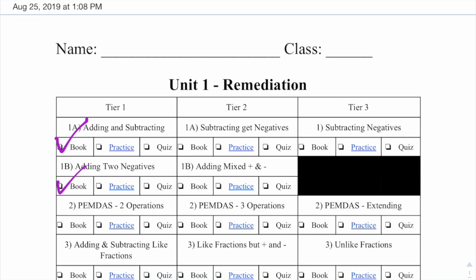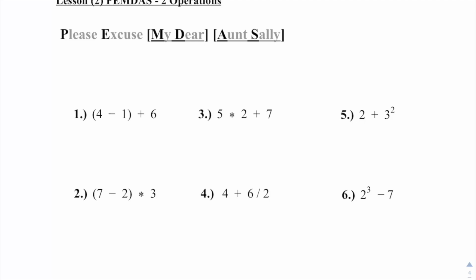We are in our Unit 1 booklet. We are doing Tier 1, Lesson 2, PEMDAS with two operations. So let's check off our booklet. Here we are doing PEMDAS, Lesson 2.